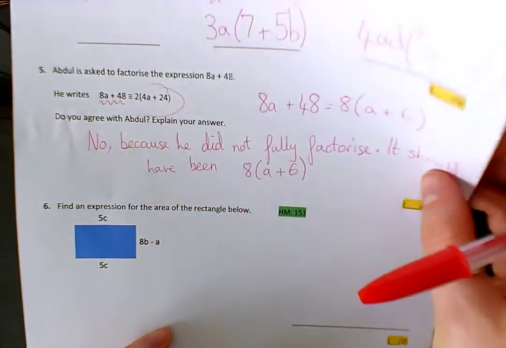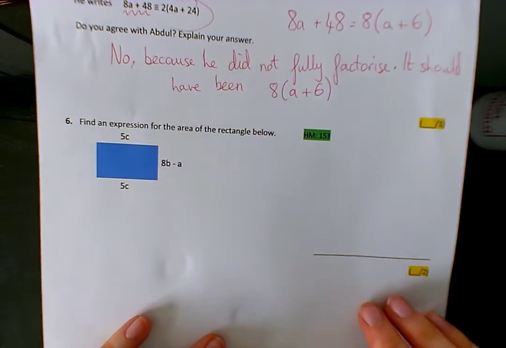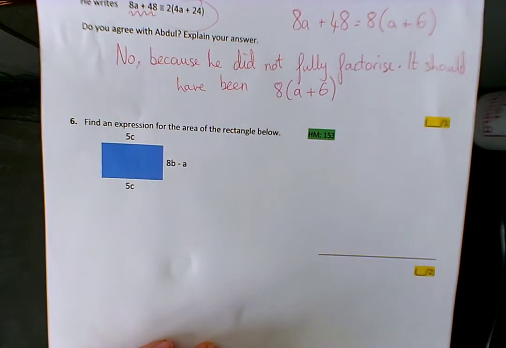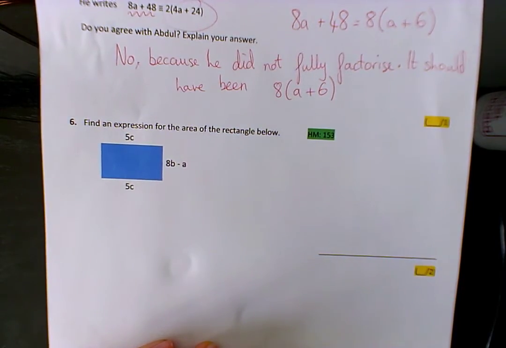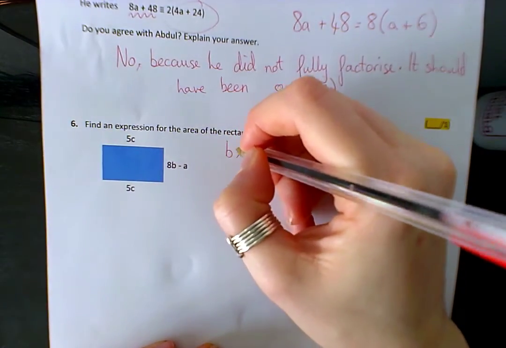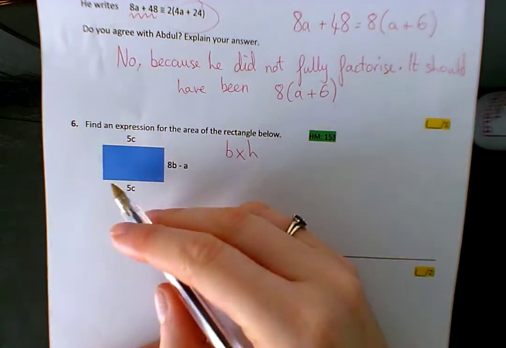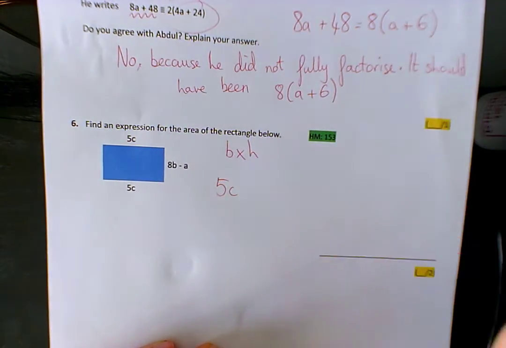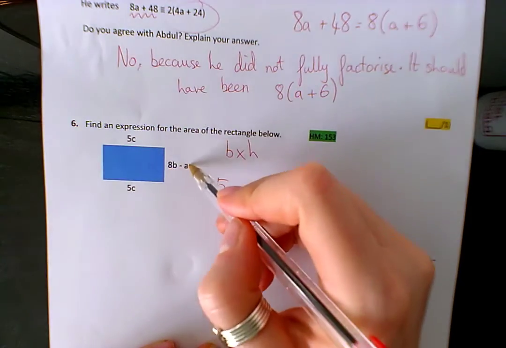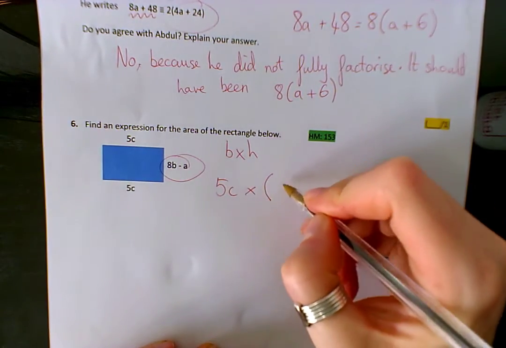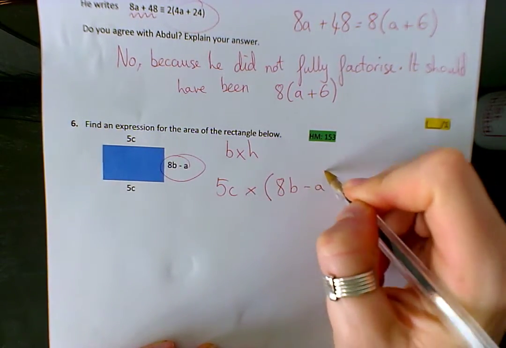Okay, the final question then. This area of a rectangle question. Okay, you know to do the area of a rectangle, it's base times height. Well, you can see the base here is 5c, and you need to times that by all of this. So times that by 8b minus a.